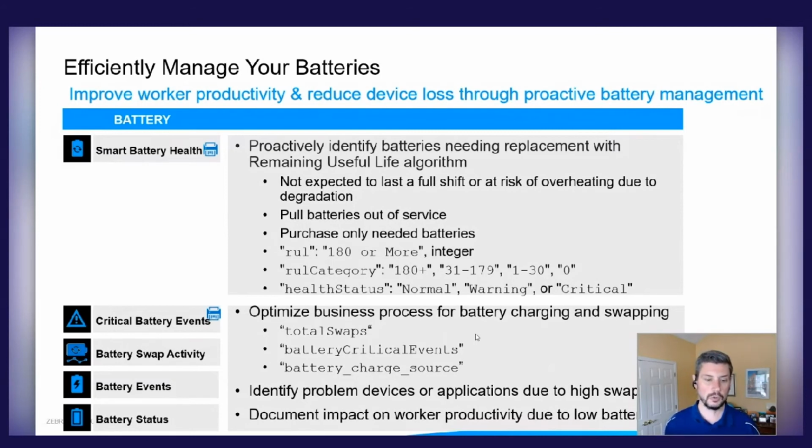So the critical battery events, as I mentioned earlier, that one highlights when we have a threshold, when the battery drops and how many times it drops below that threshold. So by looking through that, we can see, are we regularly having the workers run into issues where they're having to then impact the device or the performance of the battery, and then that ties in with these swaps that are going on.